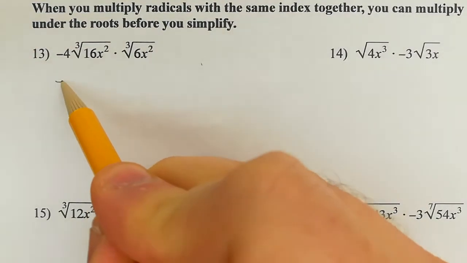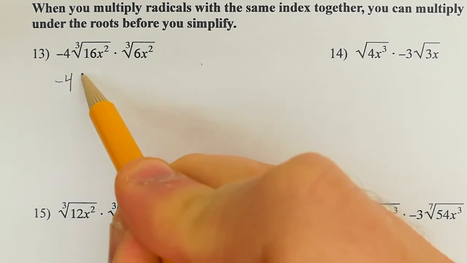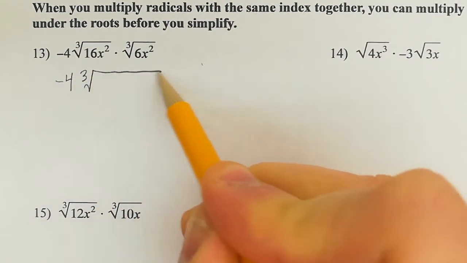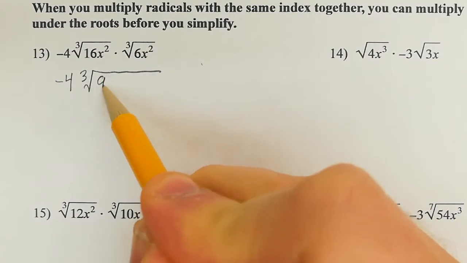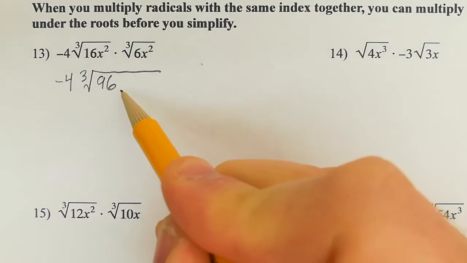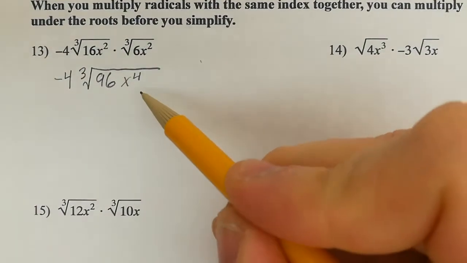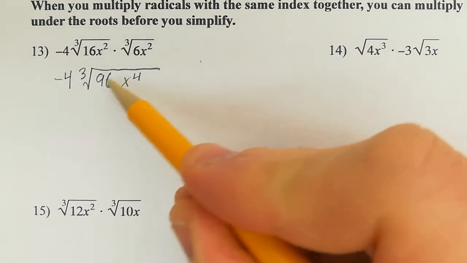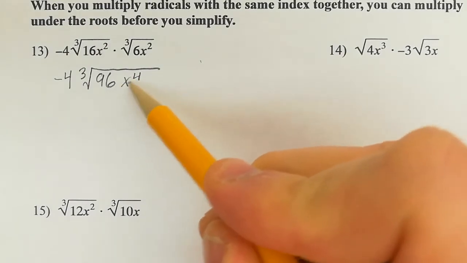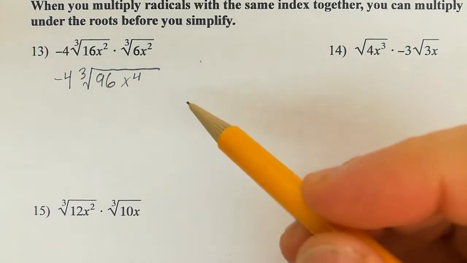So what this would first come out to be is negative 4 times the cube root of, well, 16 times 6 is 96. And then x squared times x squared is x to the fourth. You're going to want to do that first. I wouldn't suggest simplifying each radical first. I would go ahead and just multiply and then simplify once at the end. Now it's possible this simplifies, and I can tell it's going to because we have an x to the fourth and an index of 3, so we can at least take out an x.